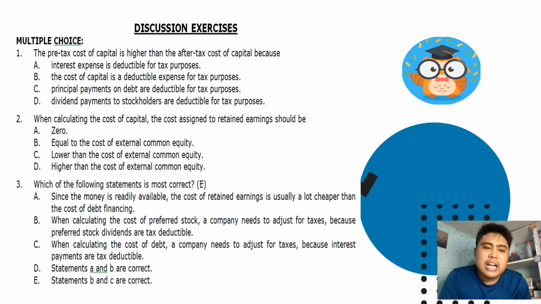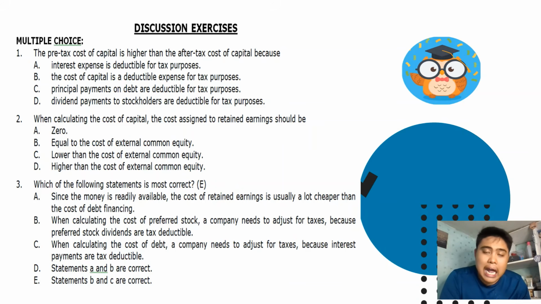The pre-tax cost of capital is higher than the after-tax cost of capital because, so take note, ang meron lang pre-tax saka after-tax ay cost of long-term debt. Kasi ang cost of equity, whether preferred or common, ay palaging before tax kasi wala siyang tax implication. So magiging mas mataas ang pre-tax sa after-tax kasi ang long-term debt mo ay may tax implication in the form of interest expense. So the best answer for number 1 is letter A. The reason kung bakit mas mataas ang pre-tax cost of capital is that interest expense is deductible for tax purposes.